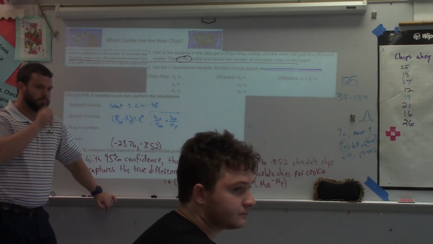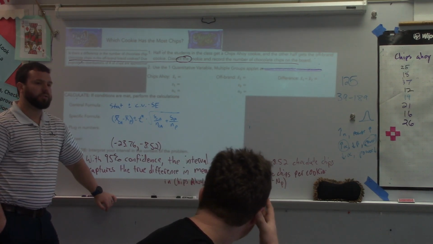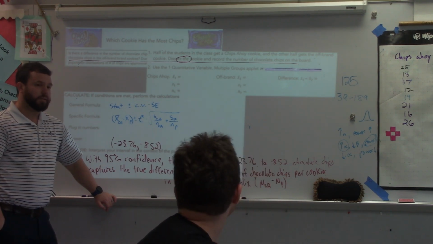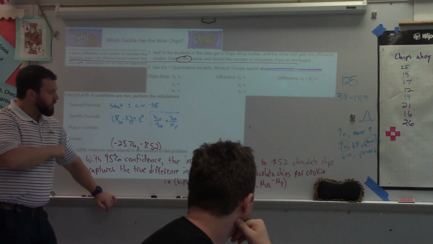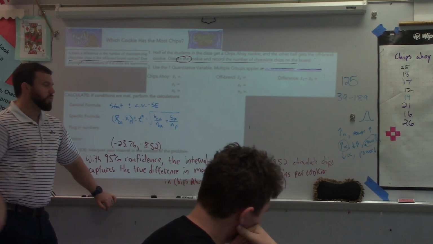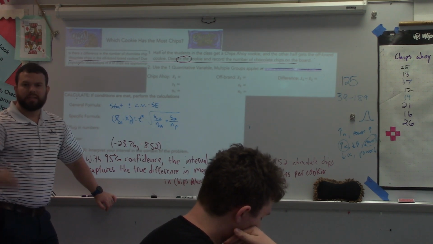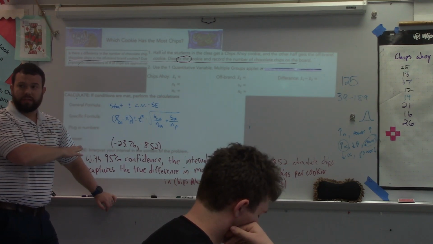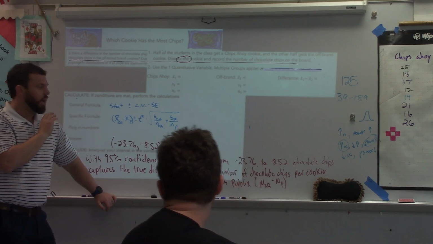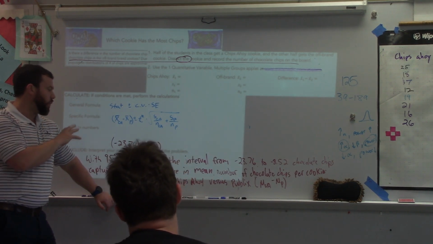So could you do it the other way around? You can do Publix minus Chips Ahoy as well, and that would give us all positives. So let me ask you this. Does this provide convincing evidence that there is a difference between Chips Ahoy and Publix? I think that is the next question. Yeah, there is. But that's not the point of this. The point of this is to provide an estimate for the true difference.